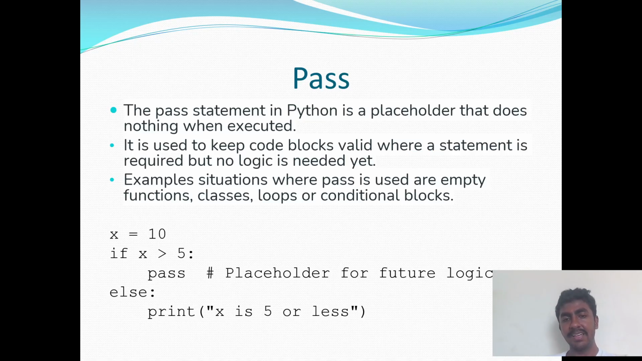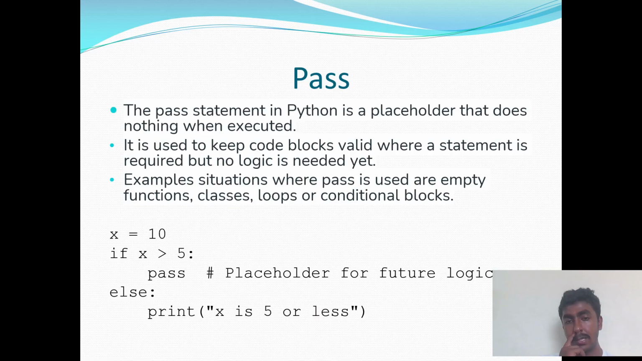Imagine you are building a new house. The architect has drawn the complete blueprint. The rooms are marked: kitchen, bathroom, and bedroom. Everything is planned, but the construction hasn't started yet. The rooms exist, but they are still empty. That's exactly what the pass statement is. It tells Python, I know something should be here, but for now leave it empty.